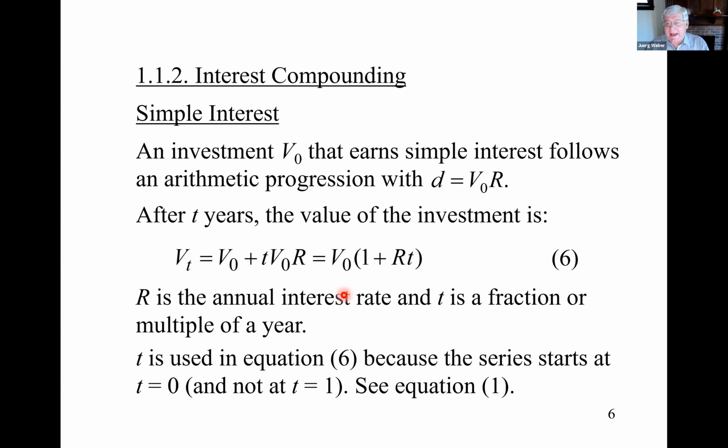So we can apply here in equation 6 the earlier formula from the arithmetic series. An arithmetic series actually follows an arithmetic progression. You have a sequence of numbers, and this sequence of numbers shows you how your invested capital increases here in a stepwise fashion.